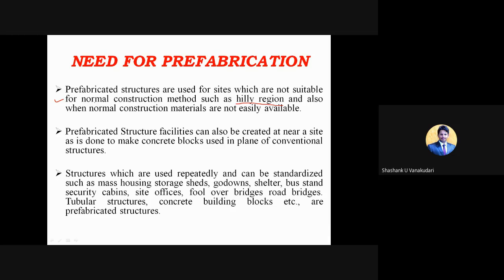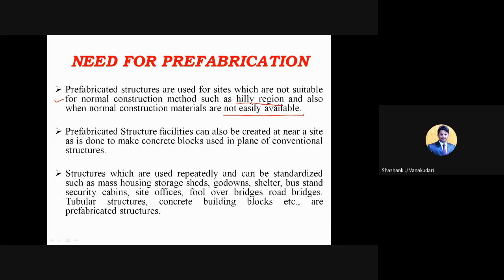And then, when the normal construction materials are not easily available, depending on the cost estimation, we can think about whether we need to go with the prefabrication concept or switch to the conventional method. Think that you are constructing a particular building somewhere the raw materials are not easily available. At that time, you need to bring all those materials from far away places, so the transportation cost alone will be higher.